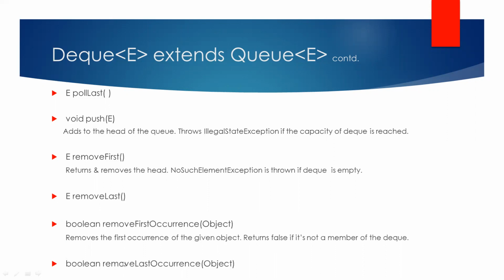And in the same way, if you want to remove the last occurrence, suppose you have three of the same objects in the Deque, and you want to remove the object which is available at the end, the last occurrence, you can call the method removeLastOccurrence.